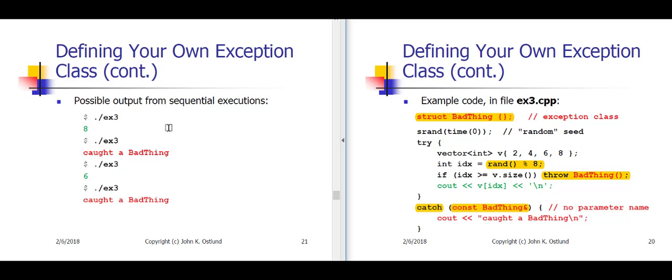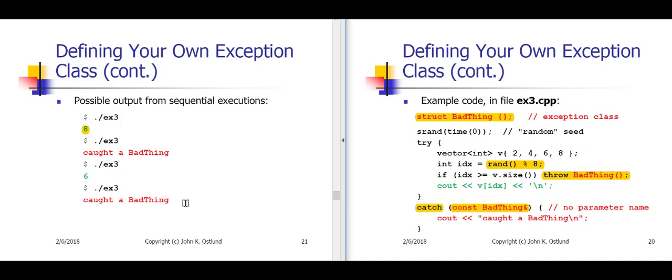Alright, so here we're executing ex3, and apparently this first time we're getting an index of 3, which is within range, so we get told that the value of ex sub 3 is 8. We execute ex3 again. This time we get a bogus index, and we throw a bad thing object. We catch it, and we display that we caught a bad thing. We run it again, and we get a valid index. We run it a fourth time, and we get another bogus index and display that we caught a bad thing.